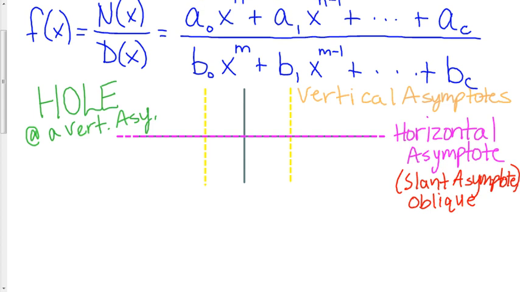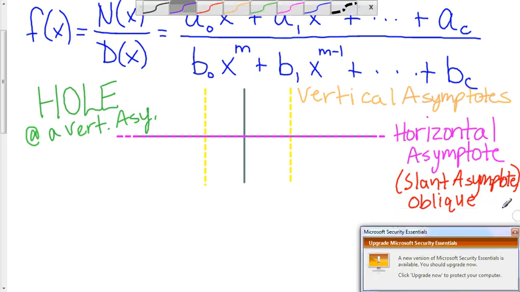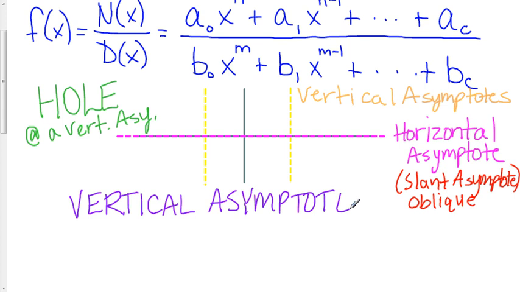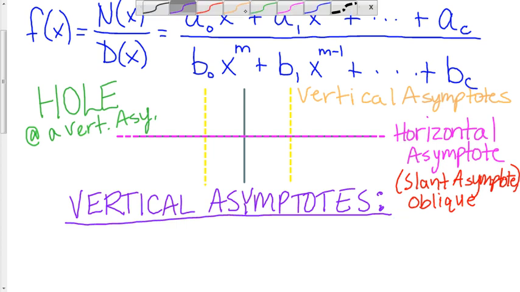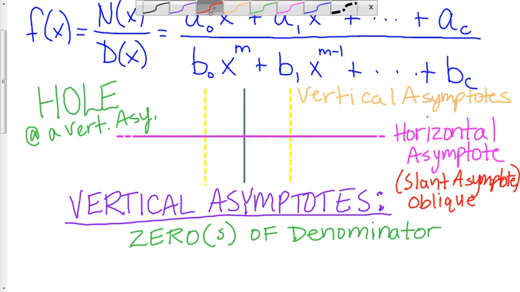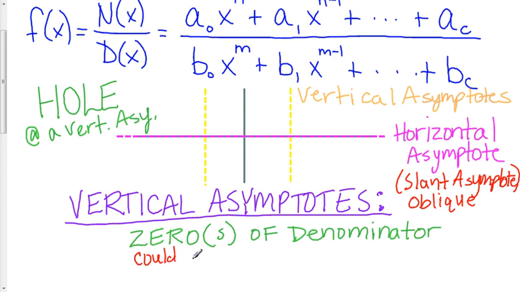First, the vertical asymptotes. To find them, what you need to do is find the roots or the zeros of the denominator, and of only the denominator. Whatever they happen to be will be the vertical asymptotes for the most part. It could end up being a hole.